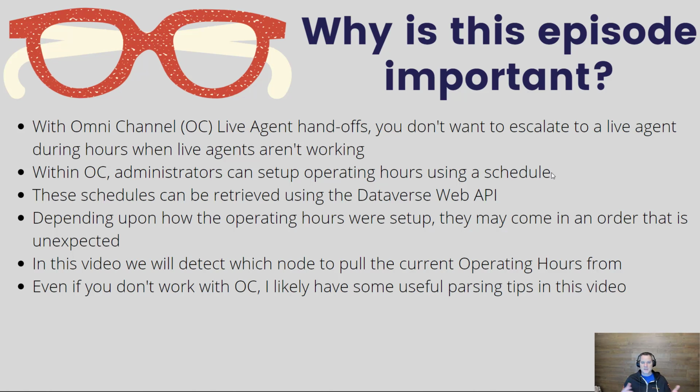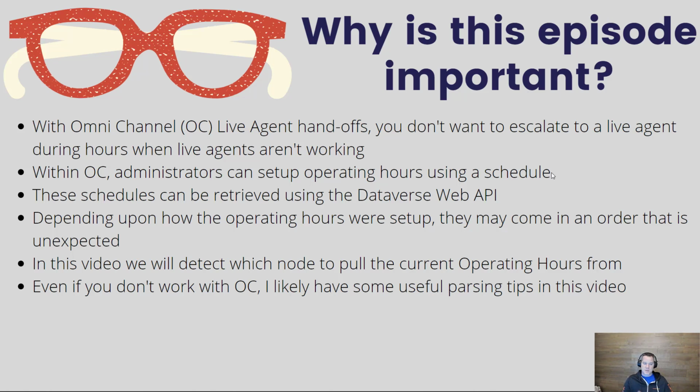I ran into a situation this past week with a customer where we found that the messages you get with operating hours when you call the API can be out of order. There are two records that come back, and that can make it problematic when determining whether or not to escalate. So I built a flow that will help parse this information so that we can detect the correct operating hours, or the most recent, through some logic itself.